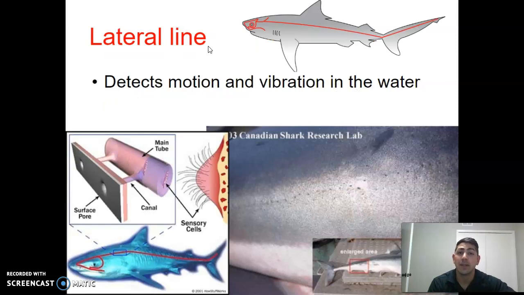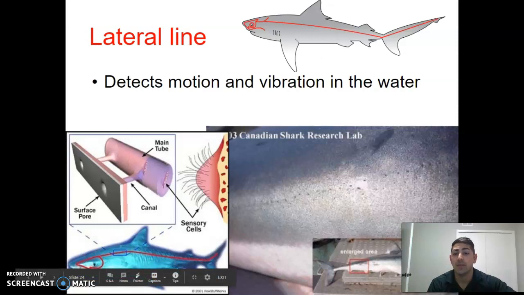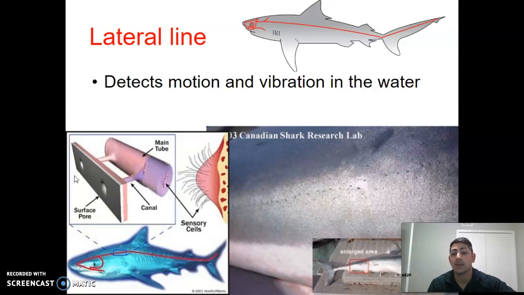The lateral line. The lateral line can be seen right here in red, and it detects motion and vibration in the water. So as a fish is swimming, it will move the water around it, and that pressure and movement of the water will send a signal. It'll ripple through the rest of the water, and when it hits a portion of the lateral line, it knows in which direction that fish is at. So water will enter this pore as it's moved, and it will move these cilia, these little cells, and then these cells will send a signal to the brain telling it that there is prey in this direction.